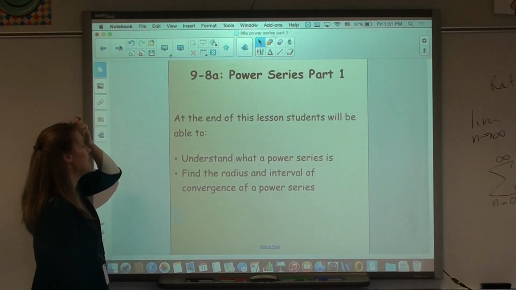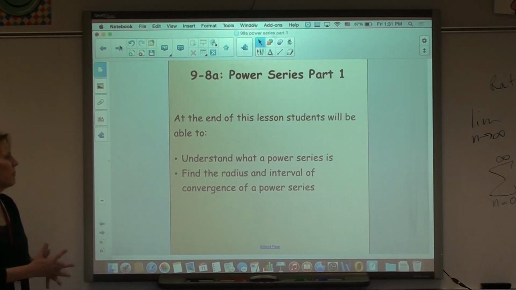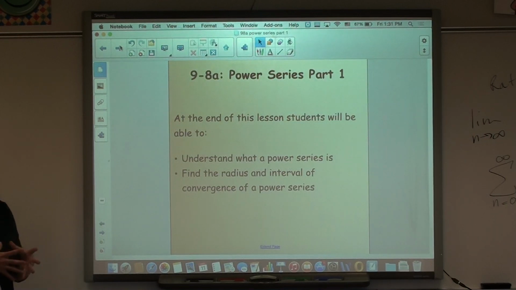Okay, power series. So today we're going to start power series. We're going to understand what a power series is, which you kind of already do. And we're going to find the radius and interval of convergence of a power series.